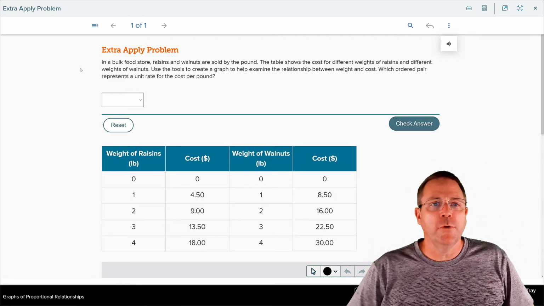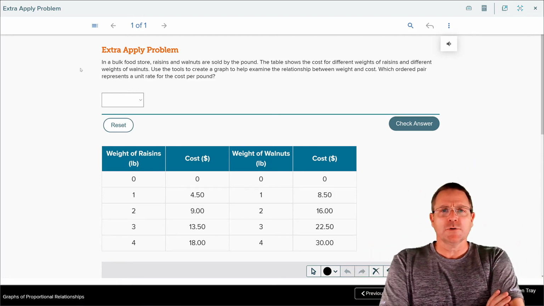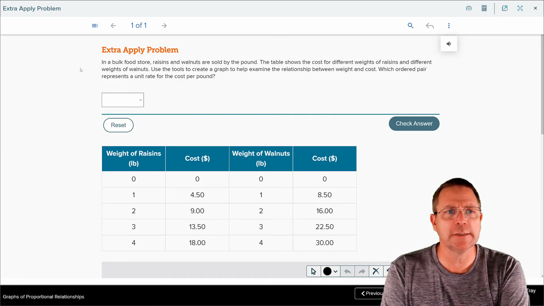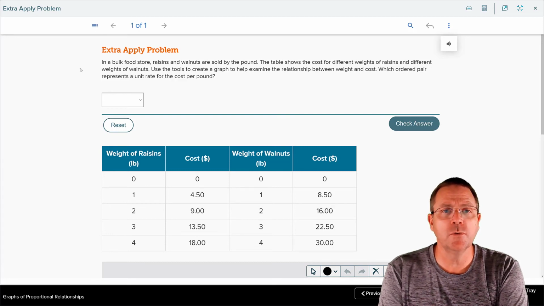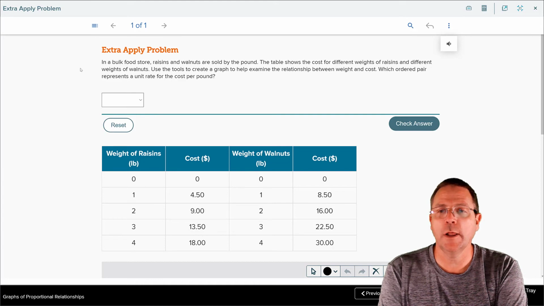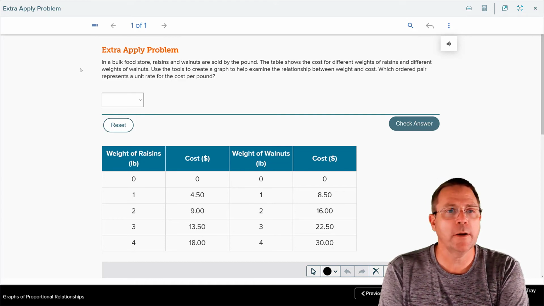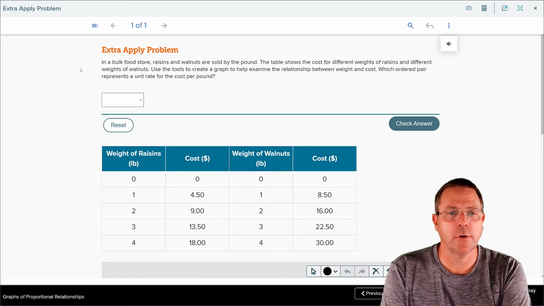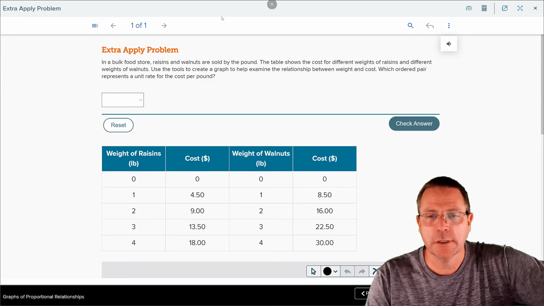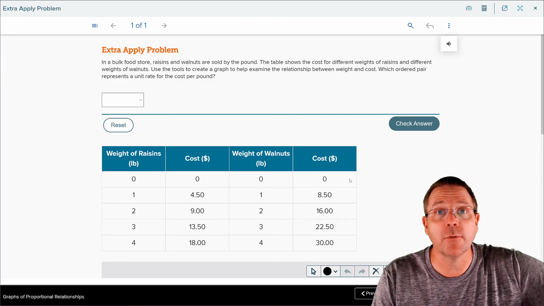In a bulk food store, raisins and walnuts are sold by the pound. The table shows the cost for different weights of raisins and different weights of walnuts. Use the tools to create a graph to help examine the relationship between weight and cost. Which ordered pair represents a unit rate per pound? So, pause your recording, do this, select your answer, and let's see if you get the right one.